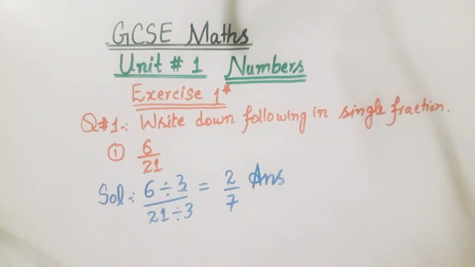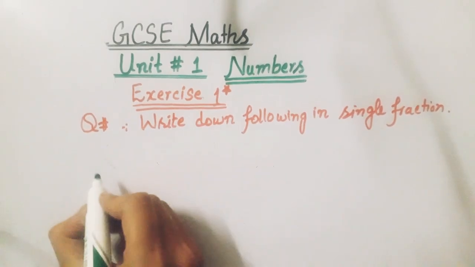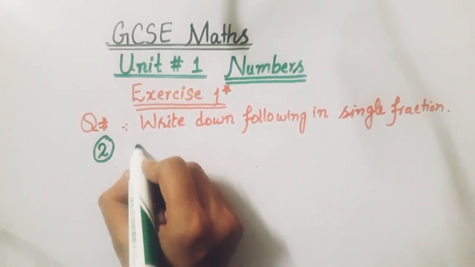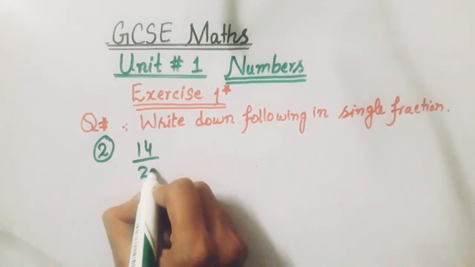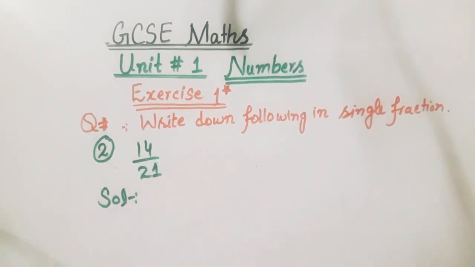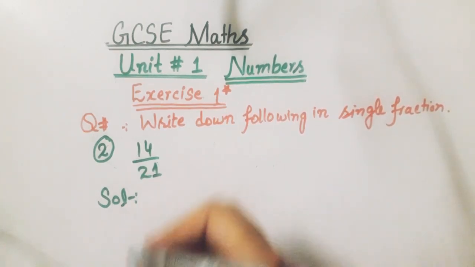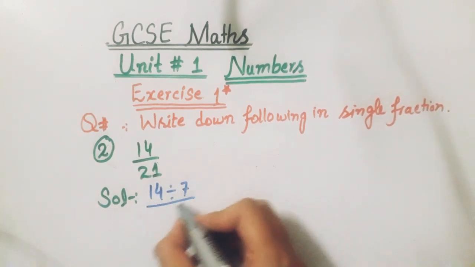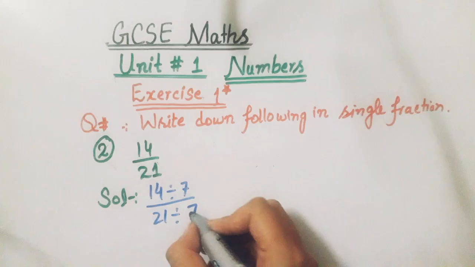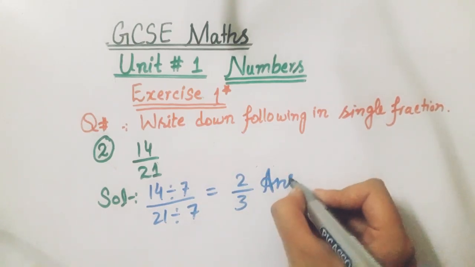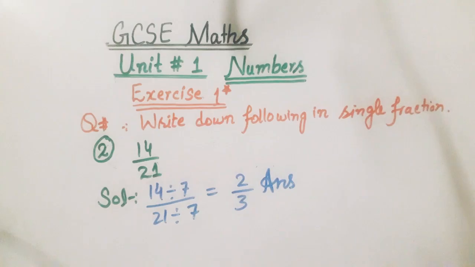Now we will solve question number 2. Question number 2 is 14/21. We will divide numerator and denominator by the same number. So 14 is divided by 7 and 21 is also divided by 7. So we get 2 by 3. This will be the answer. Now we will solve the next question.